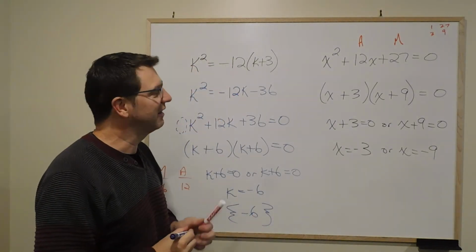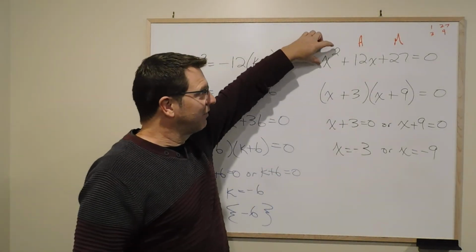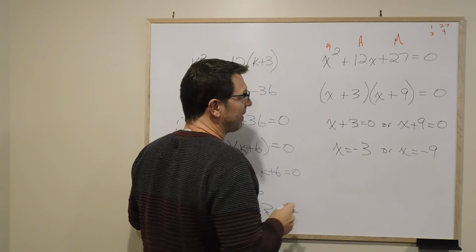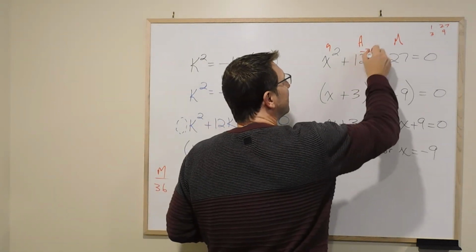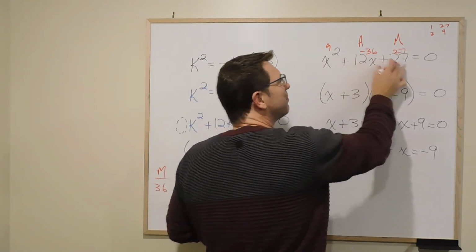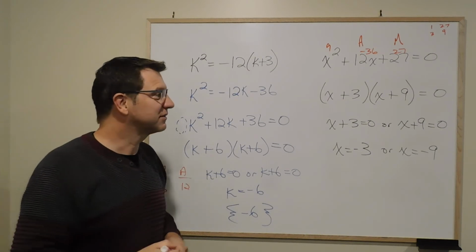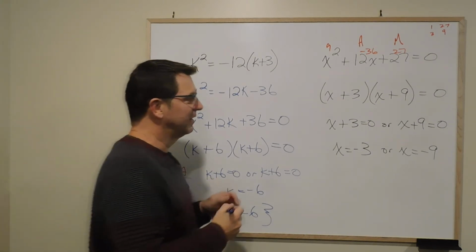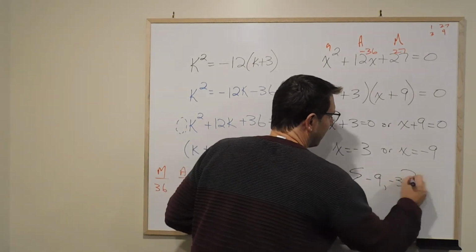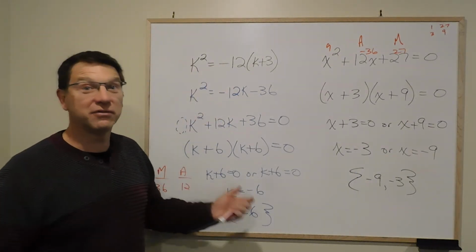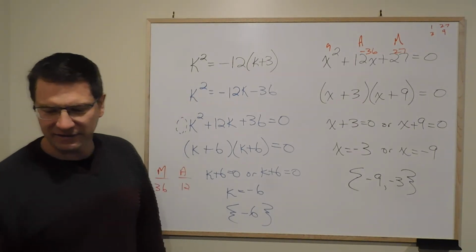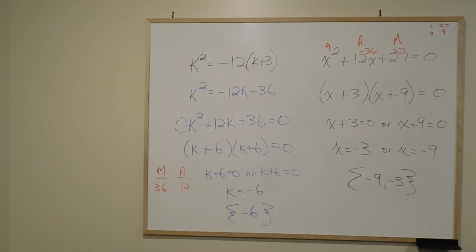And you can check it, right? Pick negative 3. Negative 3 squared is 9. Negative 3 times 12 is negative 36, and that's a 27. 9 minus 36 is negative 27, plus 27 is 0, and it works, right? And the only thing you have left to do is show that your solution set is negative 9 and negative 3. If I put negative 3, negative 9, it would still be correct. I like to go from the smallest integer and move up. Okay. Again, I'll step away for a second, and then we'll look at the last one.